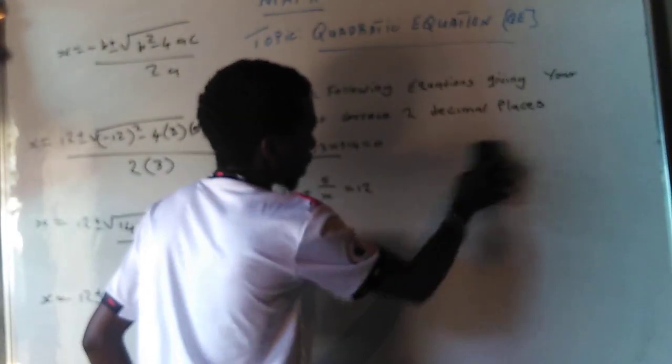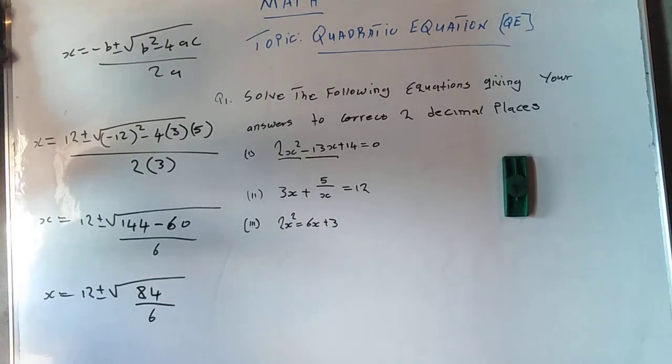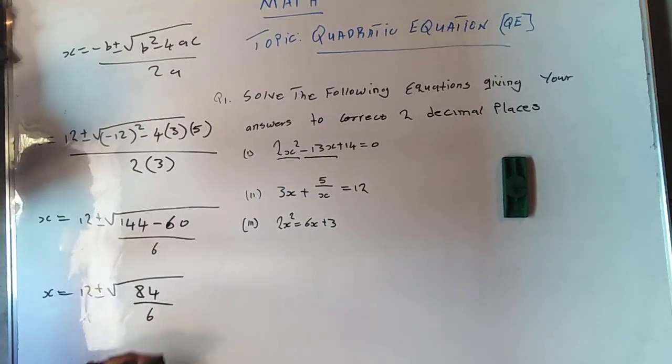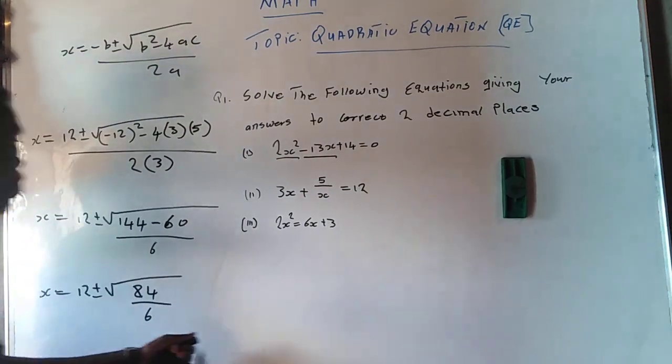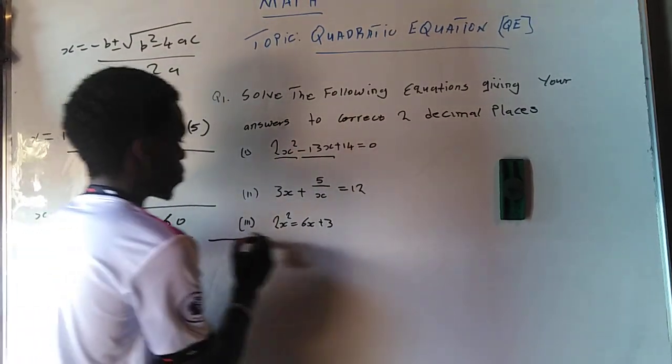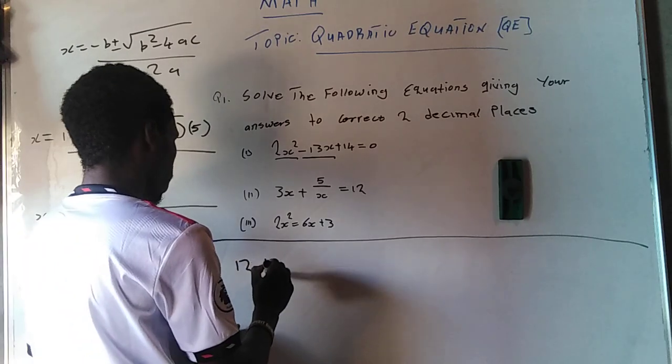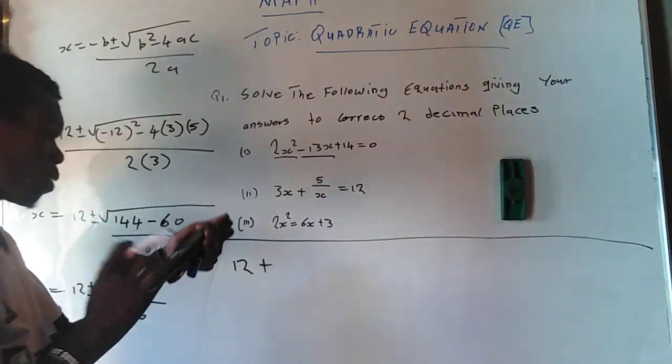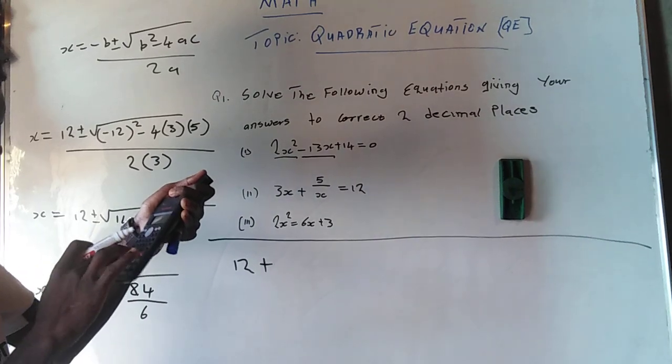Okay, so these are quadratic equations. 5 marks in an exam. Free 5 marks in an exam. Okay. So here I'm going to come up with the square root of 84. So I'm going to say, just draw a line here again. So here I'm going to say 12 plus, what's the square root of 84? The square root of 84.